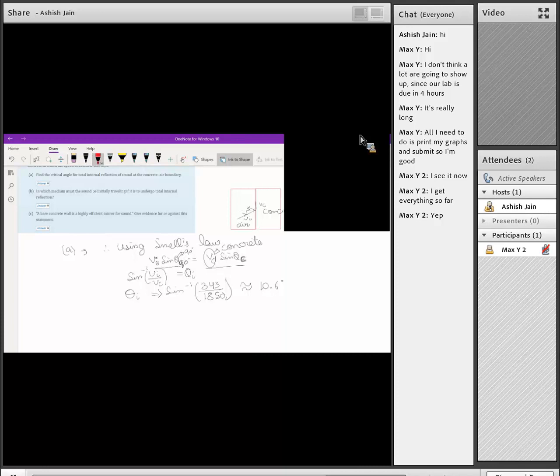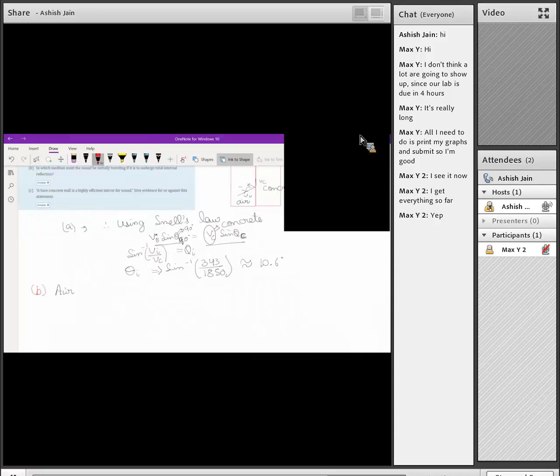So B part, in which medium must the sound be initially traveling if it is to undergo total internal reflection? So that should be air. It should be incident from the air. Go to the C part. A bare concrete wall is a highly efficient mirror for sound. Give evidence for or against this statement.